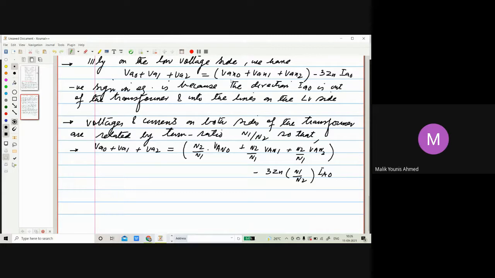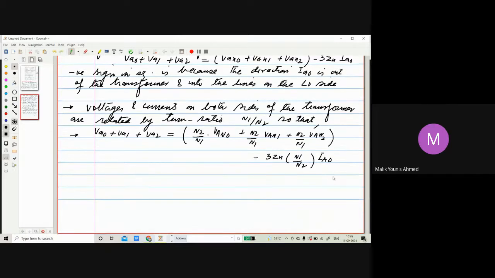So voltage VA naught on the low voltage side will be related to VA naught, that means higher case, and will be multiplied by n2 by n1. And similarly here, if it is current, the ratio will be the reciprocal of the voltage ratio. So that will be n1 by n2, and current will become IA capital 0. So this is the way we have to relate it. So for the sake of simplification, let us multiply both sides by n1 by n2.